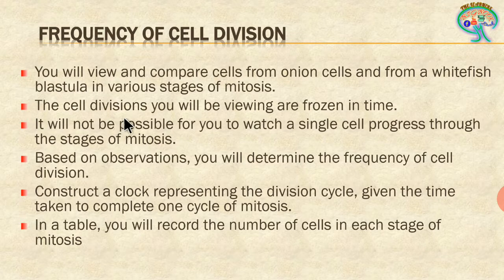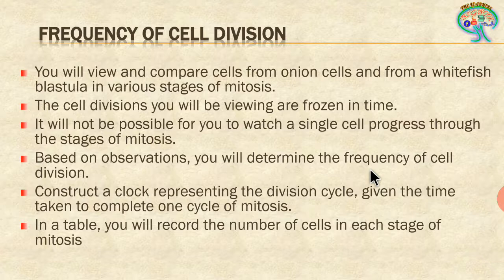Here we are going to study cell division, where these cell divisions are frozen as specimens on the slides, and it is going to be possible to watch a single cell progress through the stages of mitosis. It doesn't mean that the cell is going to divide while we watch, but it is frozen, and we are going to see the cell progress through the stages or phases. Based on observations, we are going to determine the frequency of cell division.